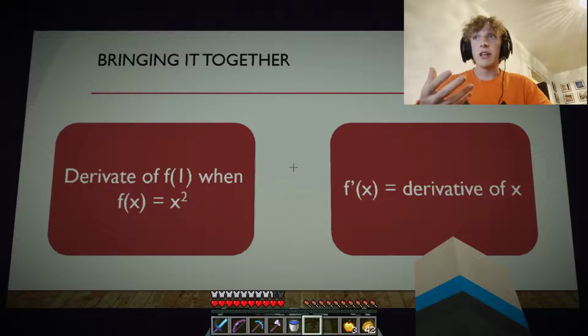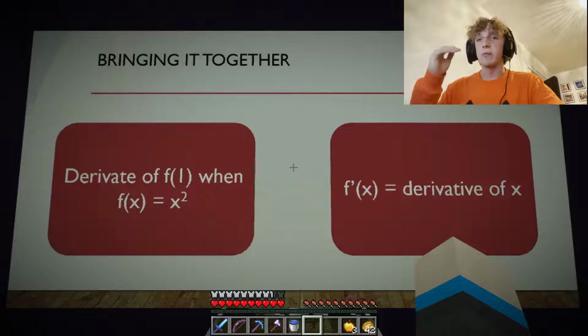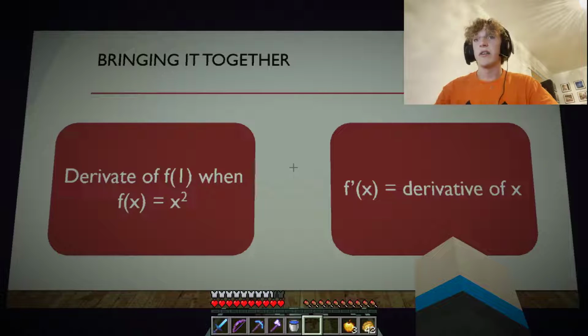Well, you may not have realized it. What we did there is approximate the derivative of f of 1 when f of x equals x squared. The symbol f prime of x means the derivative of the function f of x, and that is just how we talk in calculus.